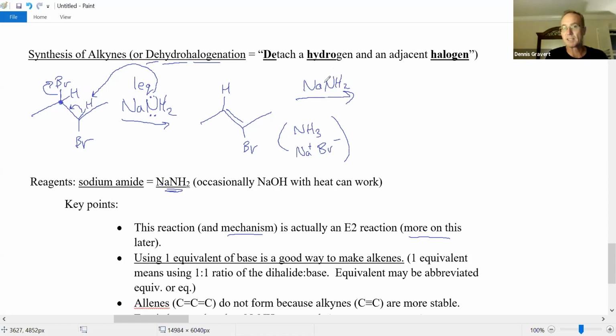And I won't show the mechanism, but the nitrogen is going to remove this hydrogen. This pair of electrons will become the triple bond. Bromine will leave again, and you get the triple bond. And you make an alkyne, yay!